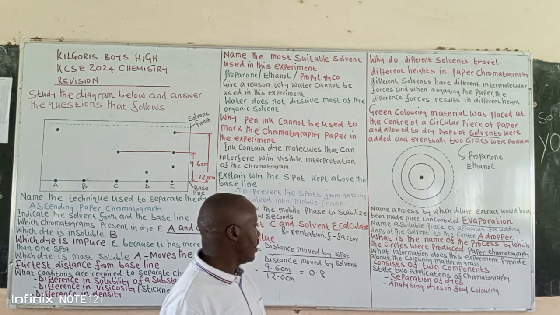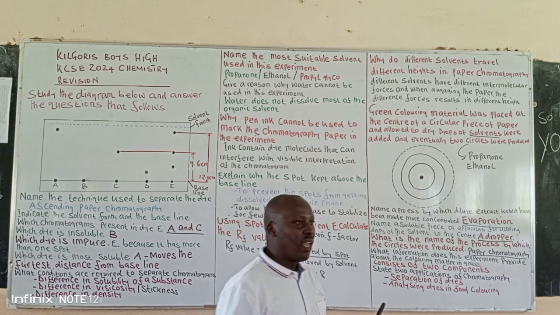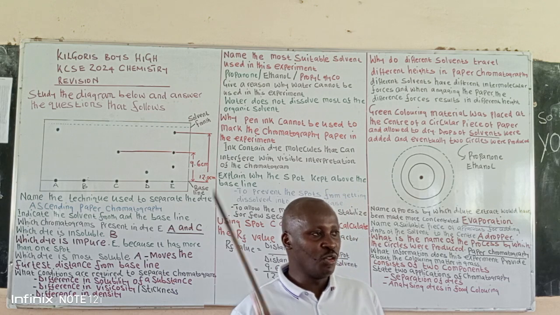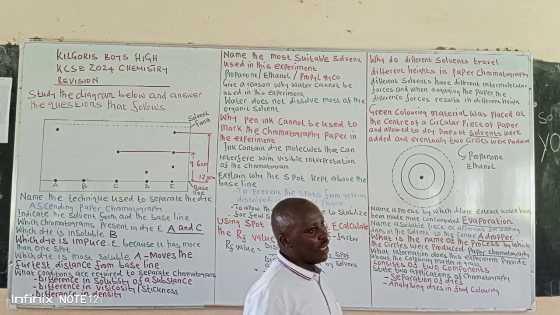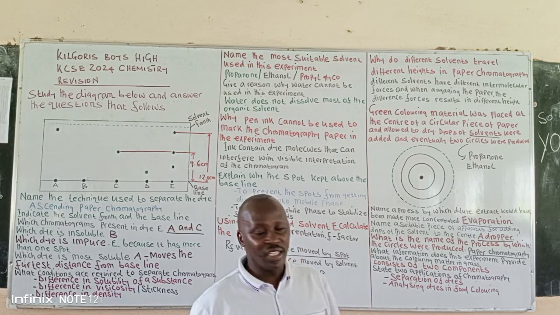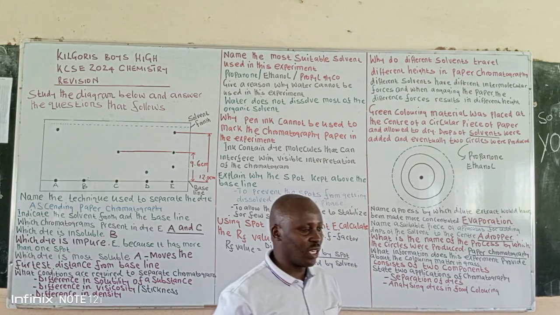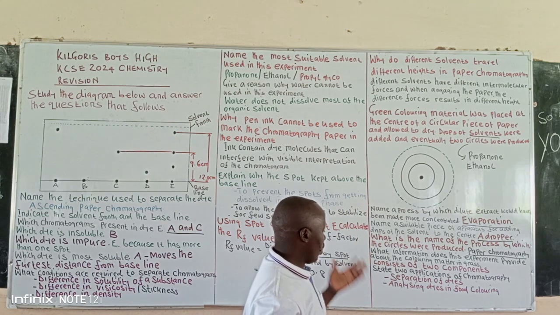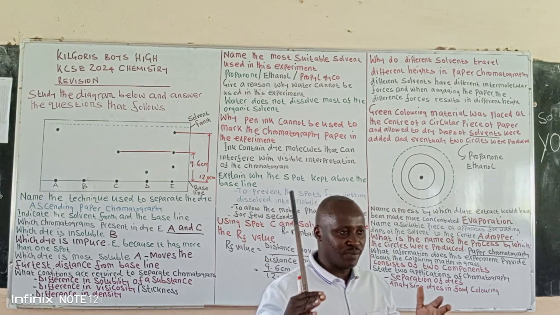Then we have: state at least two applications of chromatography. Chromatography can be used in the separation of dyes. It can be used in analyzing dyes in food and coloring. It can also be used in pharmacy and medicine to test the purity of drugs. It can also be applied in sports, to identify illegal drugs, for example steroids in the blood of athletes. It can also be used in the food industry to identify contaminants in food.